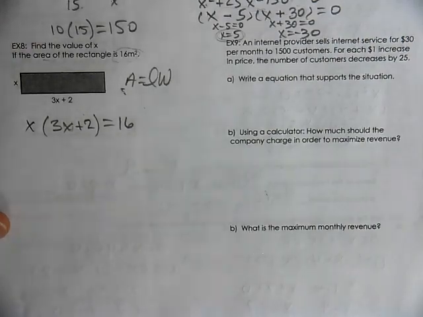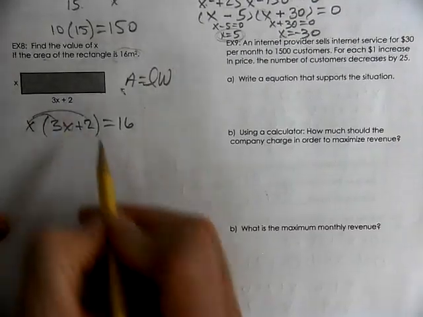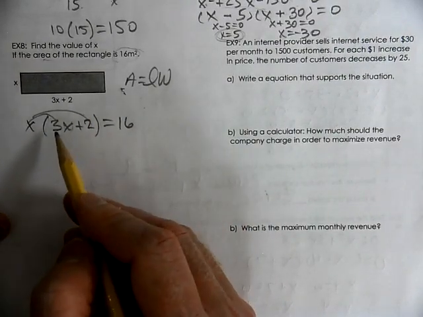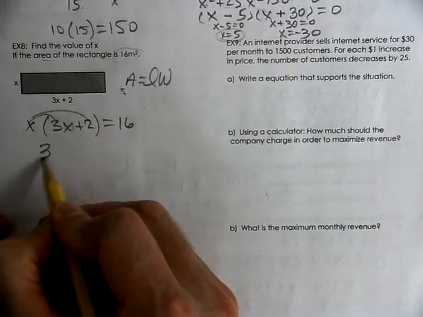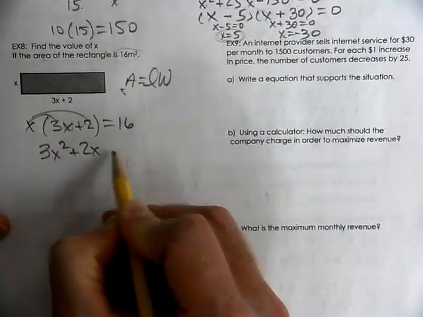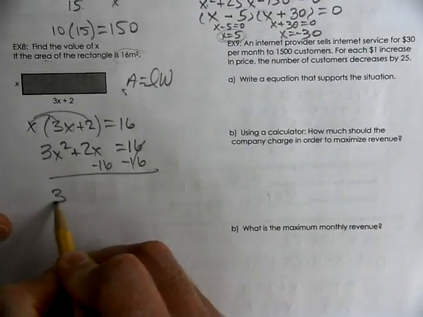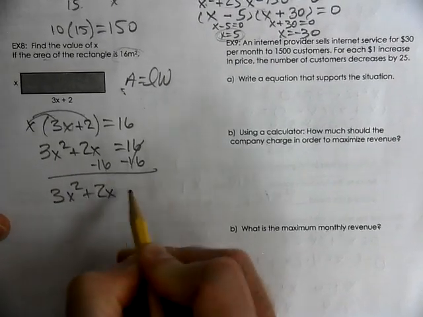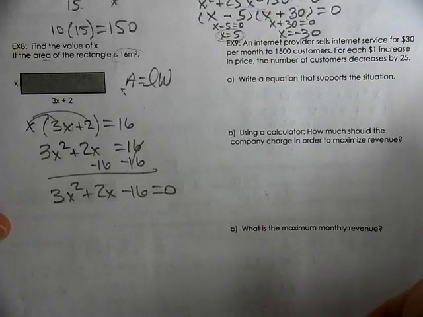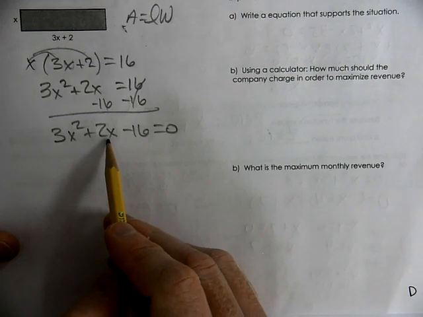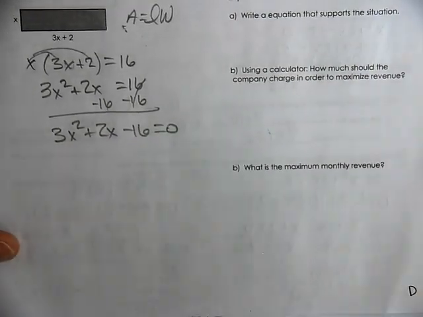This looks different. What do you think we do here? We would need to distribute. The only way to get the 16 involved is if we can get rid of these parentheses. So we're going to distribute to say 3x squared plus 2x. That still equals 16. And we wanted to bring our 16 across because we have a b value. We need to make it equal to 0.